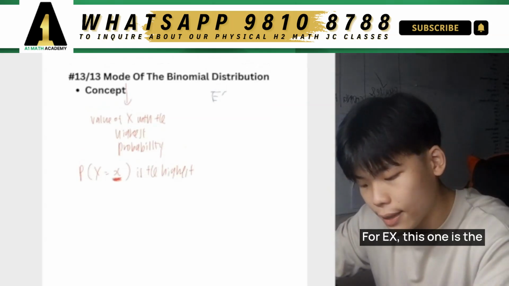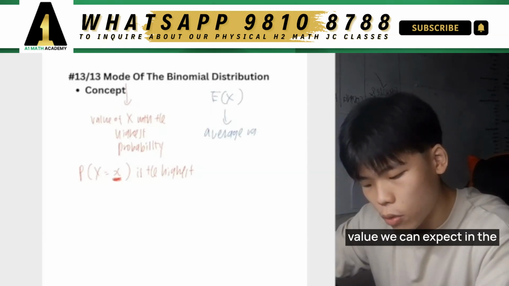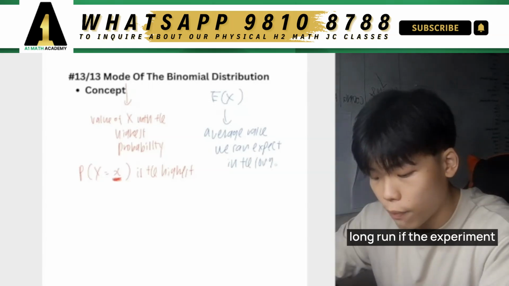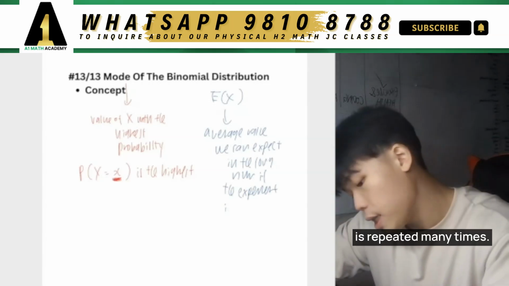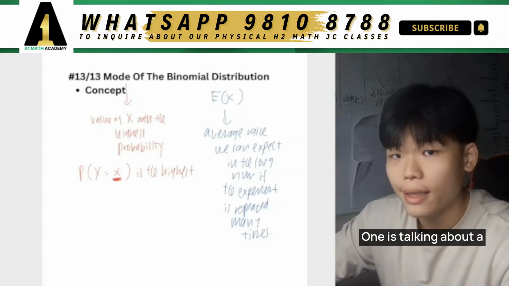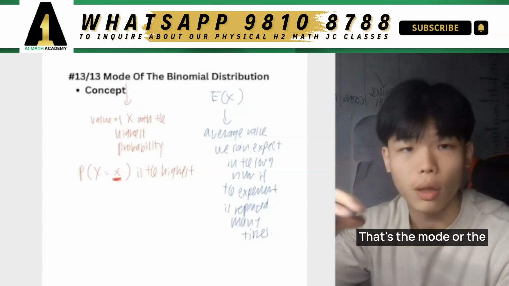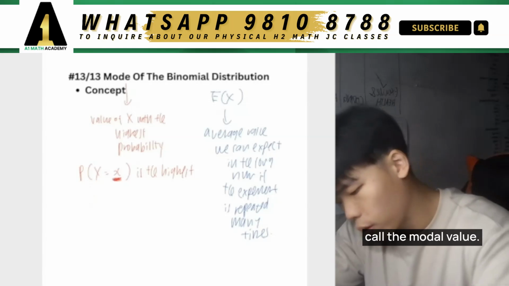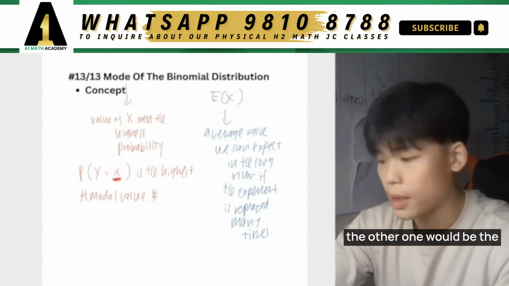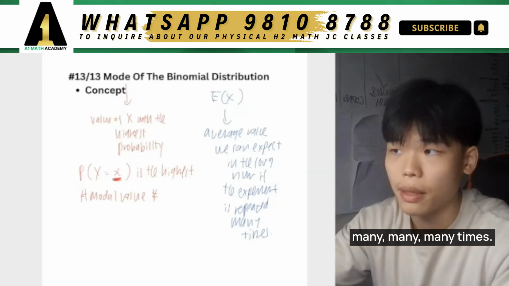This specific value is the highest, but it's different from expectation. For expectation, this is the average value we can expect in the long run if the experiment is repeated many times. So there's a difference. One is talking about a specific value of x which has the highest probability. That's the mode or the modal value, right? Whereas the other one would be the average value that we can expect in the long run, if the experiment is repeated many times.